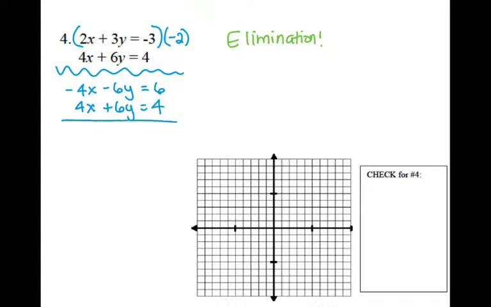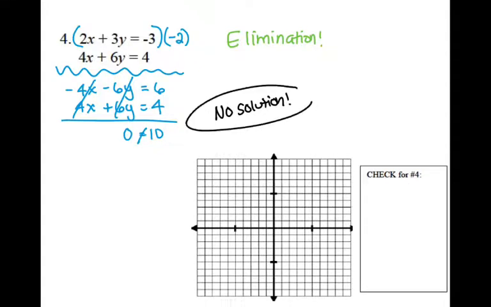And I can go ahead and combine. My x's eliminate. My y's also happen to eliminate. That leaves me with 0 on the left-hand side equals 10. Well, does 0 equal 10? Of course not. So this right here is no solution. Let's say you ended up with a true statement like 10 equals 10, then you would have infinitely many solutions. And since this one has no solution, there is nothing to check.